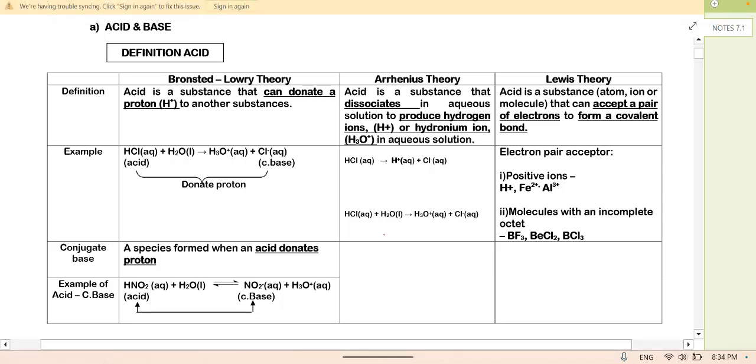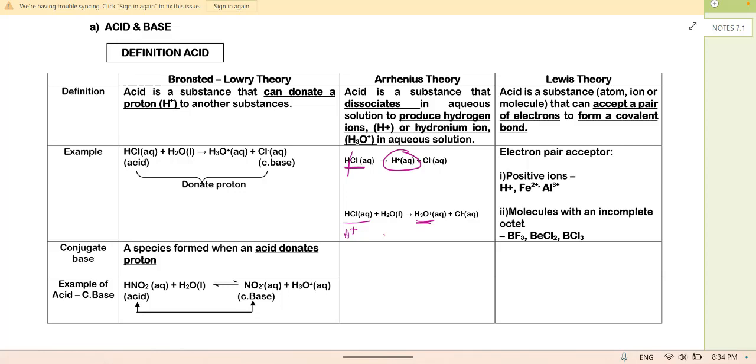Arrhenius stated that an acid is a substance that dissociates in aqueous solution to produce hydrogen ion or hydronium ion in aqueous solution. So HCl is an acid. When it dissociates, it will produce H+. H+ can combine with water to become hydronium ion. Basically H+ and hydronium ion are actually the same thing. The difference is that hydronium ion forms when H+ combines with water.